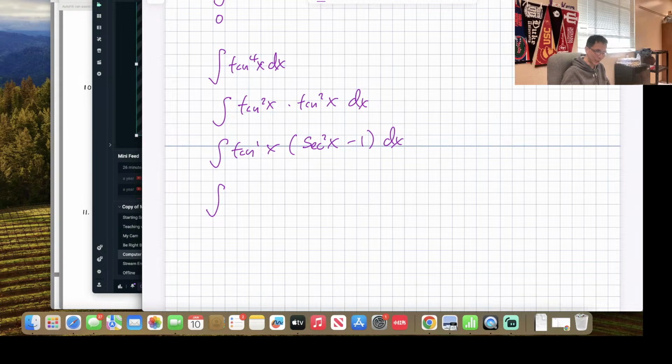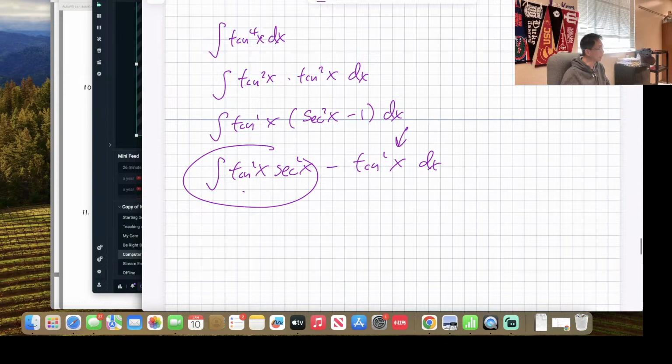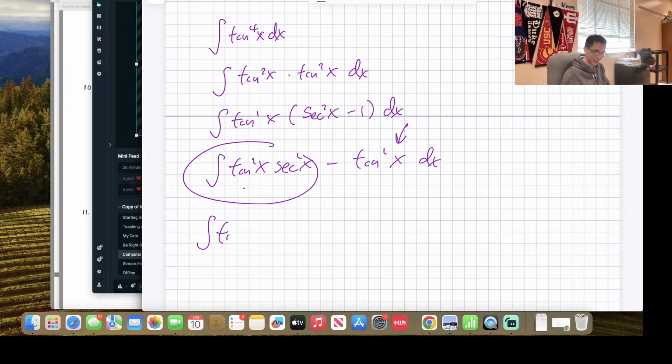So can that be tan squared of x secant squared of x minus tan squared of x? Do you see this part already? Now what happened is this part needs to be readjusted. So that's going to be tan squared of x secant squared of x dx minus, well, what is tangent squared of x? It's going to be secant squared of x minus 1 dx, right?